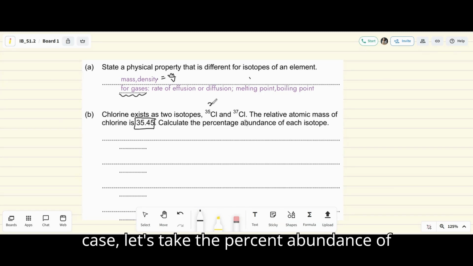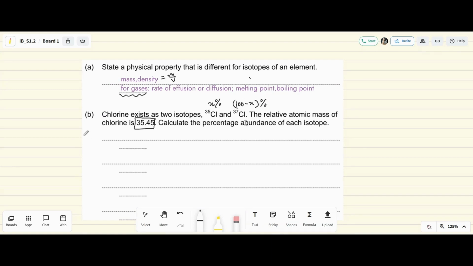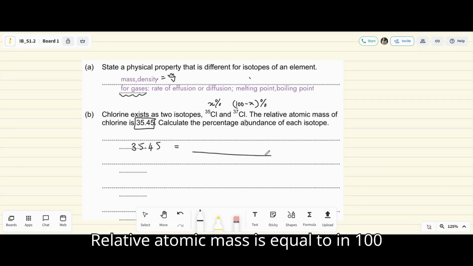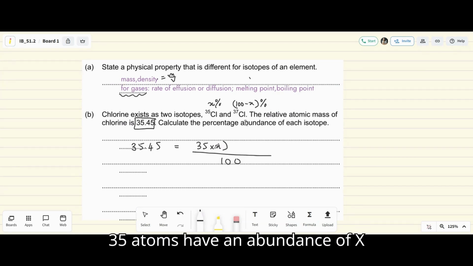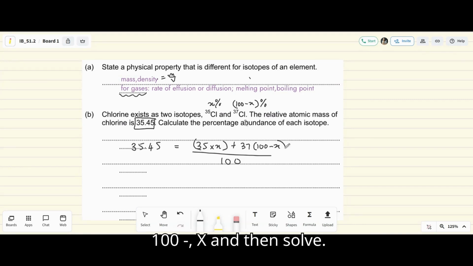So in this case, let's take the percent abundance of one of the chlorine isotopes as X and set the other as the remaining 100 minus X percent. And we set this up in the usual equation. Relative atomic mass is equal to, in 100 atoms, 35 times the abundance X, plus 37 times the abundance 100 minus X, and then solve.